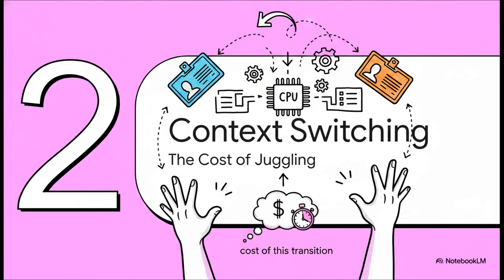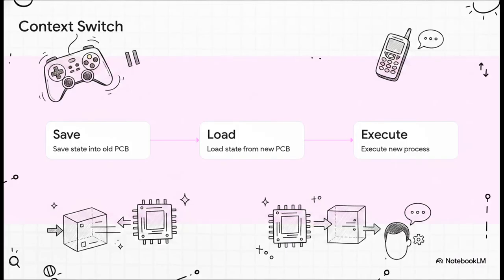Moving on to Section 2, the cost of context switching. Let's talk about the price of all this juggling. Swapping these ID badges back and forth requires an intense balancing act for the CPU, which we call a context switch. To put this in perspective, imagine you're deeply engrossed in a complex video game, fighting a boss, and suddenly your phone rings. To answer it, you have to pause the game, carefully note your exact health, coordinates, and inventory so you don't lose any progress.